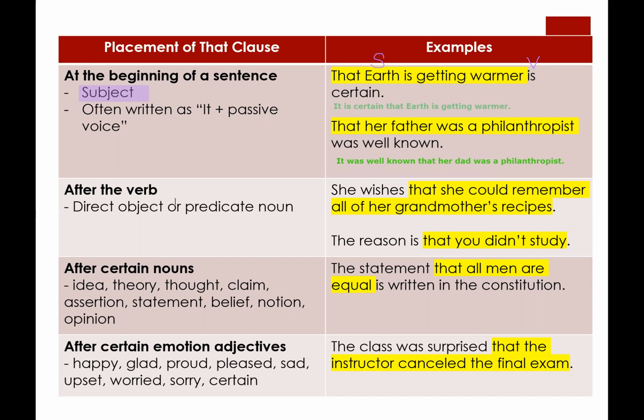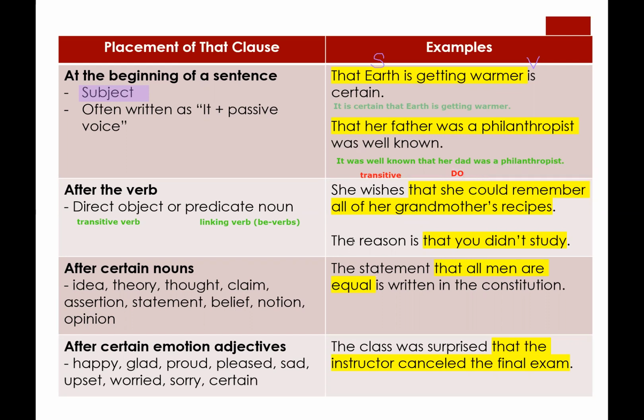What about when it comes after the verb? In which case, it will be either a direct object when it comes after a transitive verb, right? Like eat, do, finish, kill, beat, so on and so forth. Or it could be a predicate noun if it follows a linking verb, like our be verbs. So in the first example, she wishes. So wishes is a transitive verb. And that means our that clause, that she could remember all of her grandma's recipes, is our direct object.